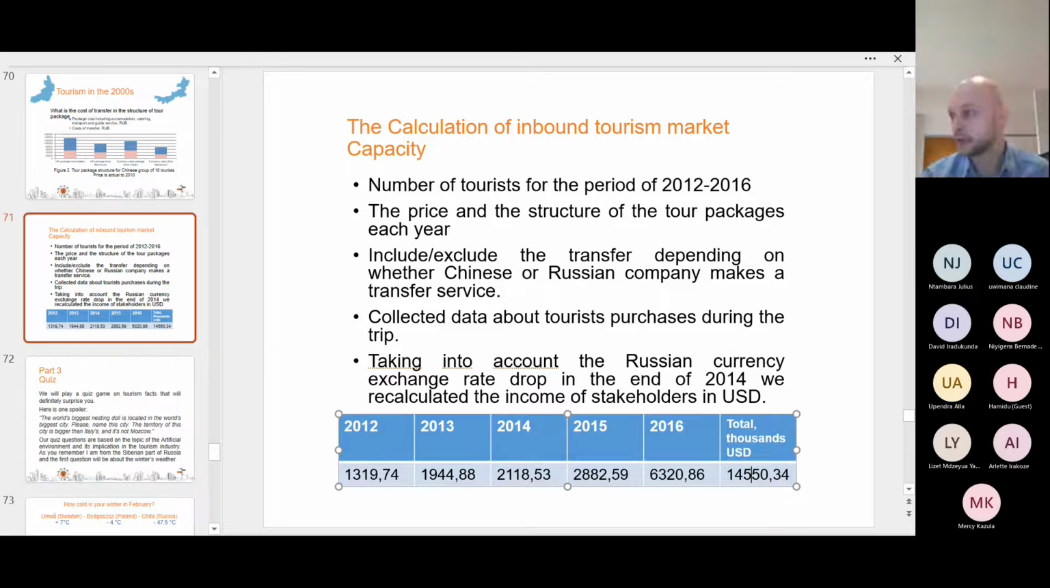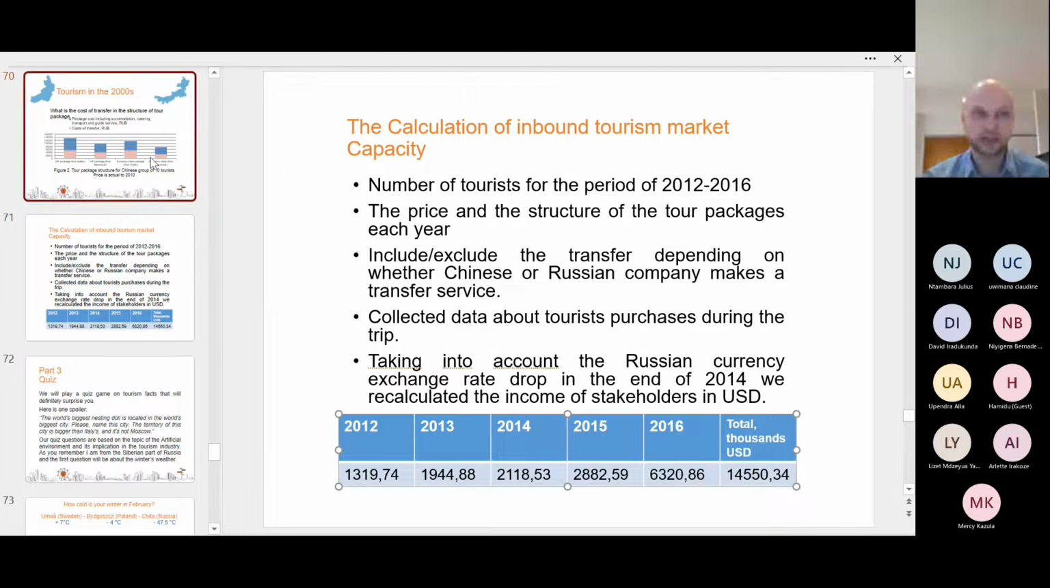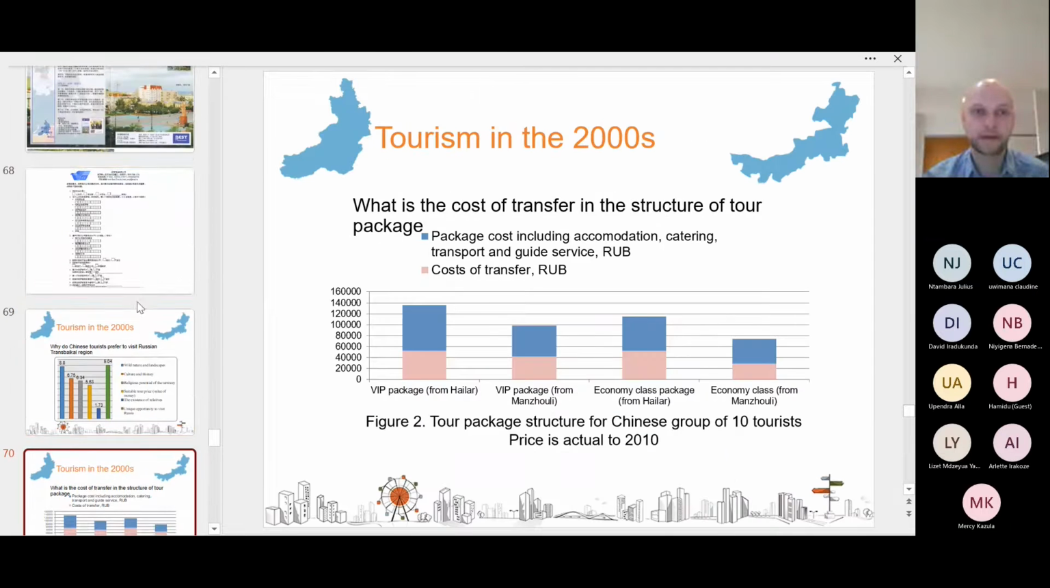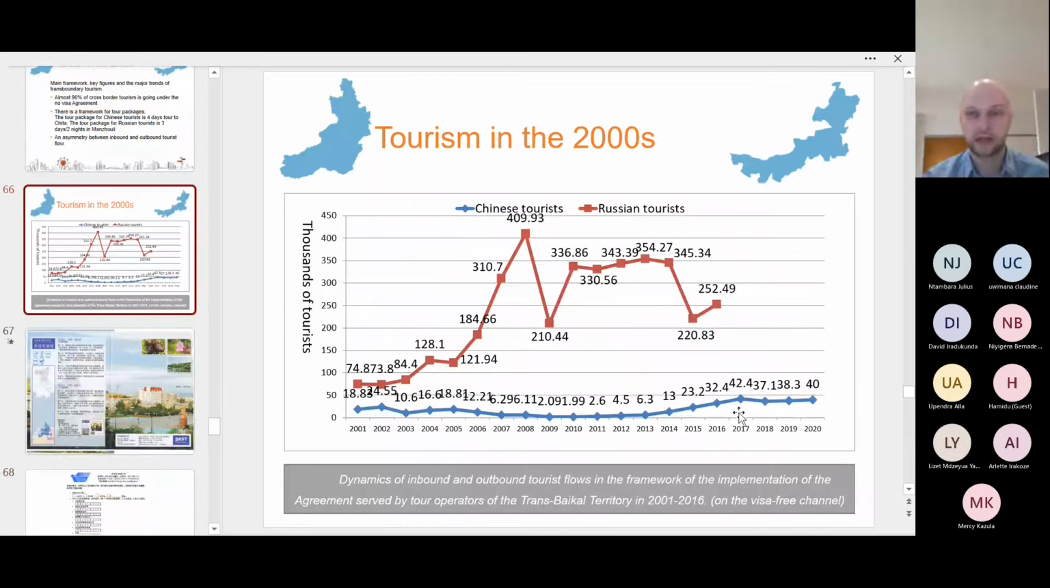Okay, and that was before 2020. In 2020, tourism literally stopped, because in February the border was closed. So in 2020 we had only 300 Chinese tourists visit our region and around 2,000 Russian tourists. And after that, the border was closed.